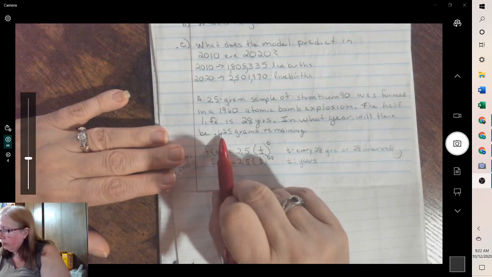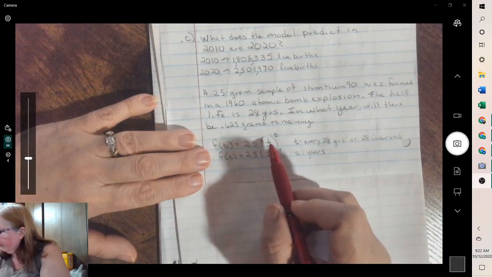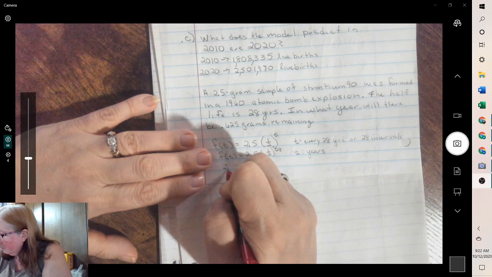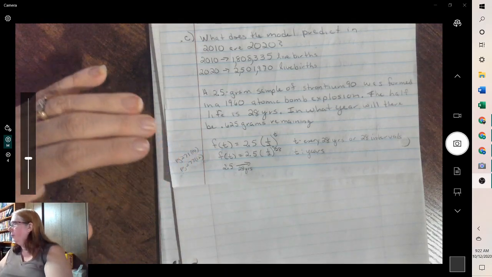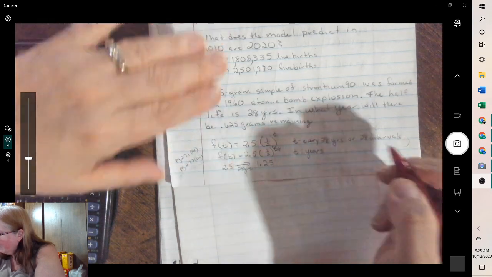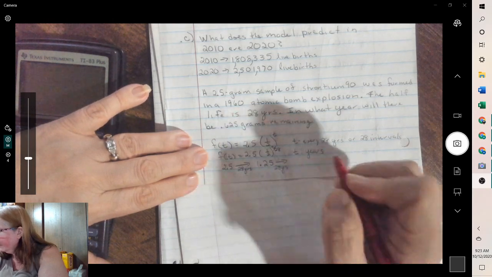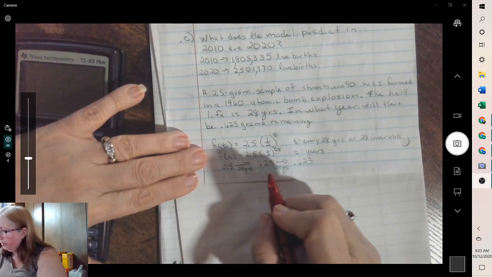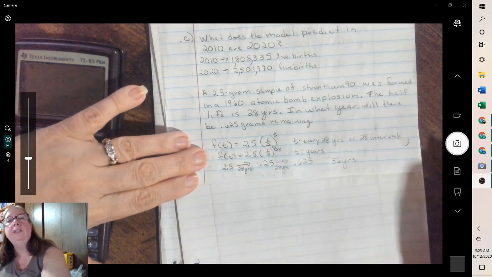We wanted to see how long it would take to get to 0.625. So if we have 2.5 and we take 28 years, in 28 years that's going to go in half, which is 1.25. If we go another 28 years, it's going to go in half again, which is 0.625. 28 and 28. It will take 56 years.